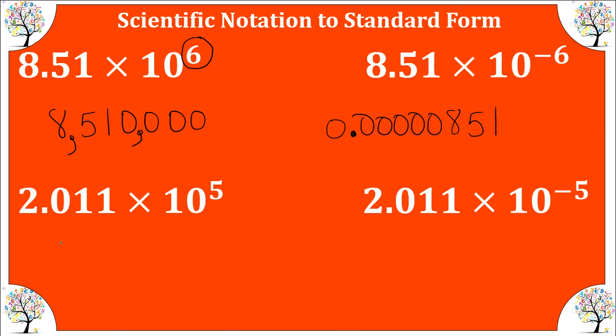The next one we have 2, 0, 1, 1. So I moved it 1, 2, 3, 4, 5. So this is again how many times we move the decimal. This time we're going to have a very small number, so we're going to move the decimal to the left. It started here behind the 2, and I move it forward or to the left 1, 2, 3, 4, 5. And then you can put a 0 out front.